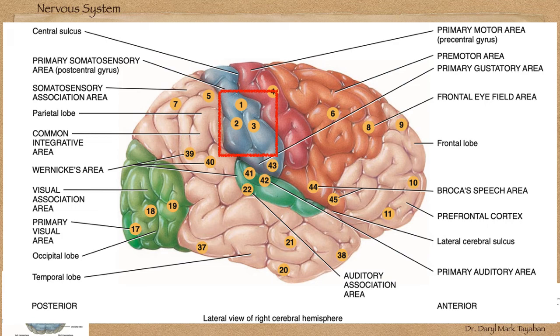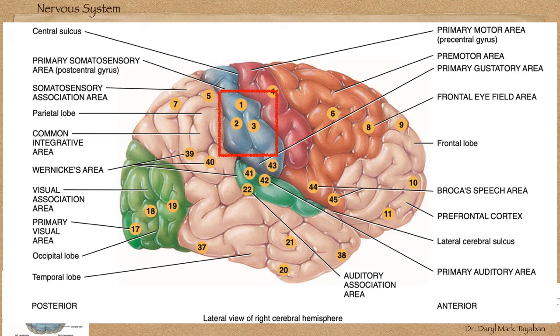These areas 1, 2, and 3, are named the primary somatosensory area. There's also a secondary, but I will not talk about that because this is enough for you. We need to know the basics. Later you can read more, or maybe at a higher level we may include that. You can also study that for future use, but for now, I don't want to make your life very complicated, especially because there's limited time.